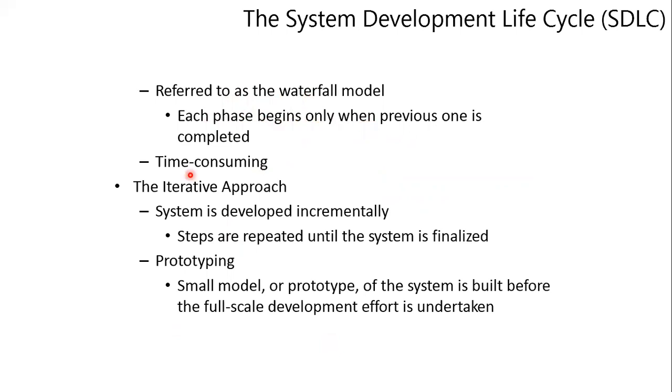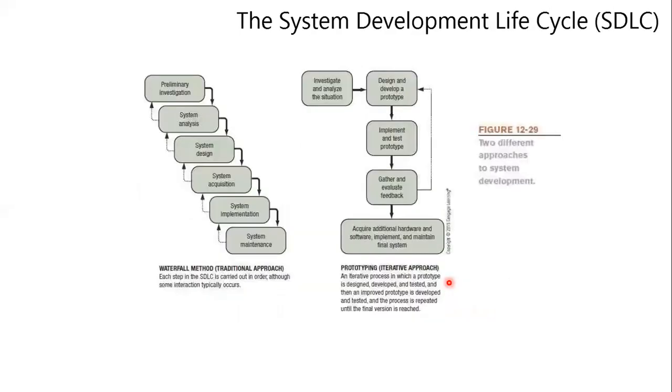It is time consuming. The iterative approach: the system is developed incrementally, and steps are repeated until the system is finalized. Prototyping: a small model or prototype of the system is built before the full-scale development effort is undertaken. So you can see this is the waterfall model, one after the other. This is prototyping, an alternate iterative approach, in which a prototype is designed, developed and tested, and then an improved prototype is developed and tested, and the process is repeated until the final version is reached.